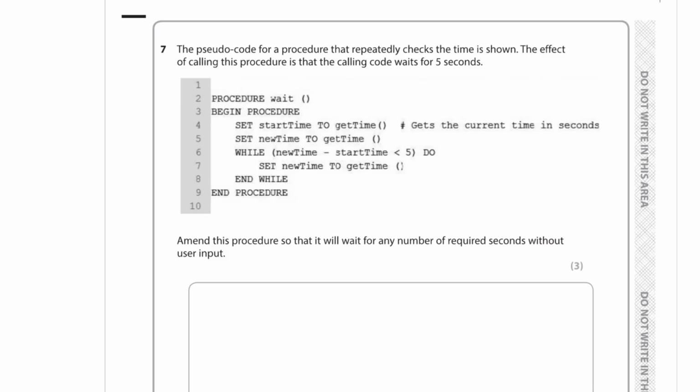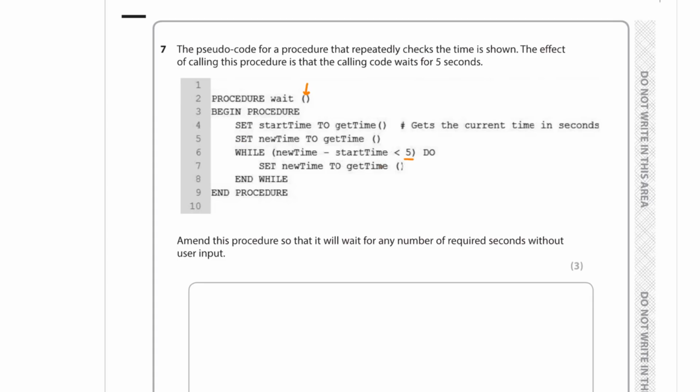Here's pseudocode for a procedure that repeatedly checks for time as shown. The effect of calling this procedure is that the calling code waits for 5 seconds. So it's a wait procedure, and in this case it's hard coded to wait for 5 seconds. And we're going to amend it so that it waits for any number of required seconds without user input. So without user input means we're not going to have an input statement. Clearly it's actually going to get passed in with a parameter, so that's the amendment we need to make. As I said, at the moment it's hard coded for 5 seconds. We want to amend this so that it can work for any amount of seconds.